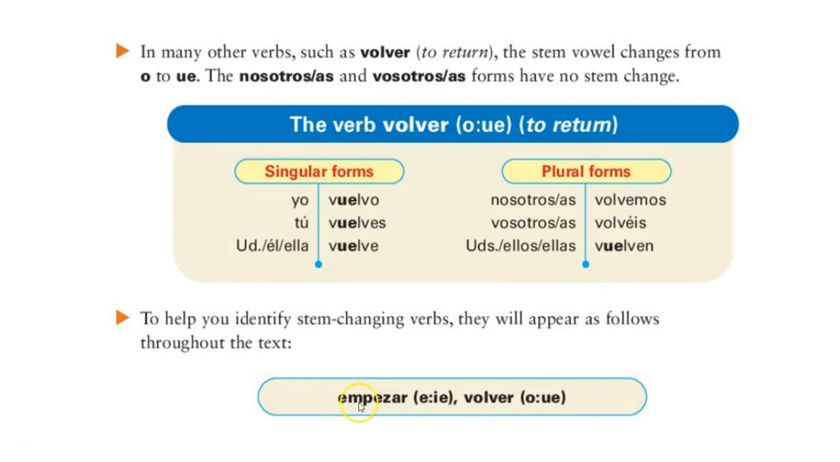So when you are working with them, if you look at them in the dictionary or in your v-text or in activities, they are going to be labeled to help you understand, oh, hey, by the way, this is a stem changing verb. And so what you'll see is the verb, and then in parentheses, it's going to tell you what the change is. So empezar, remember, it's an E to IE, or volver is going to be an O to UE. So that's how you're going to visually see that a verb is stem changing. So if you ever are in doubt, look for this nomenclature, okay?